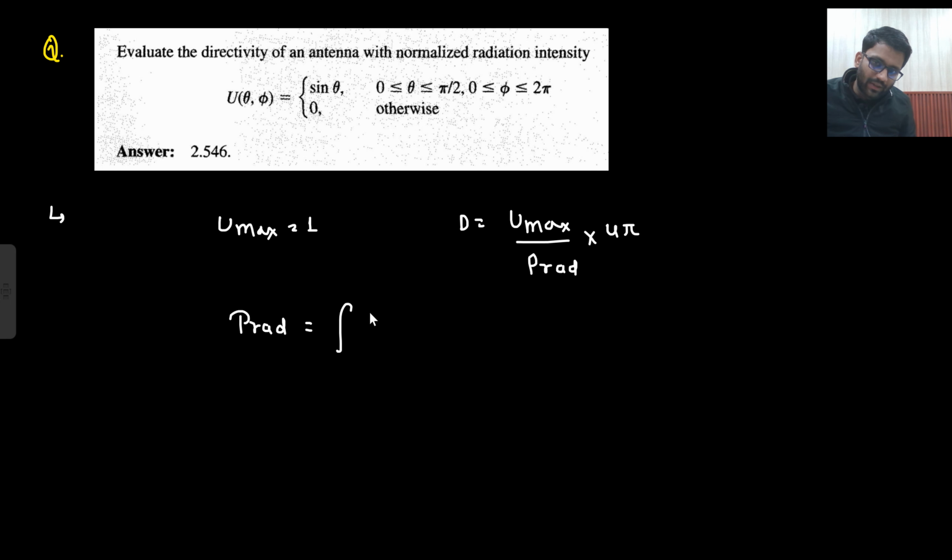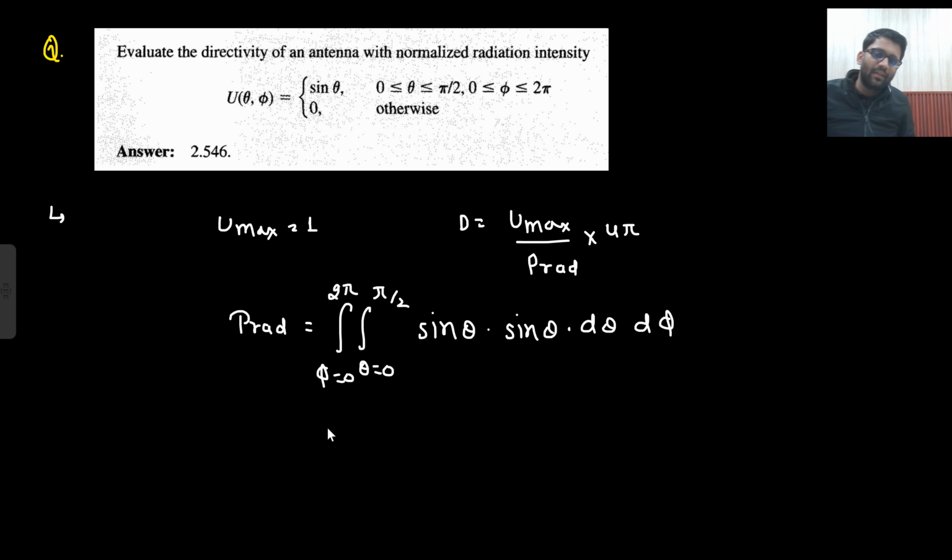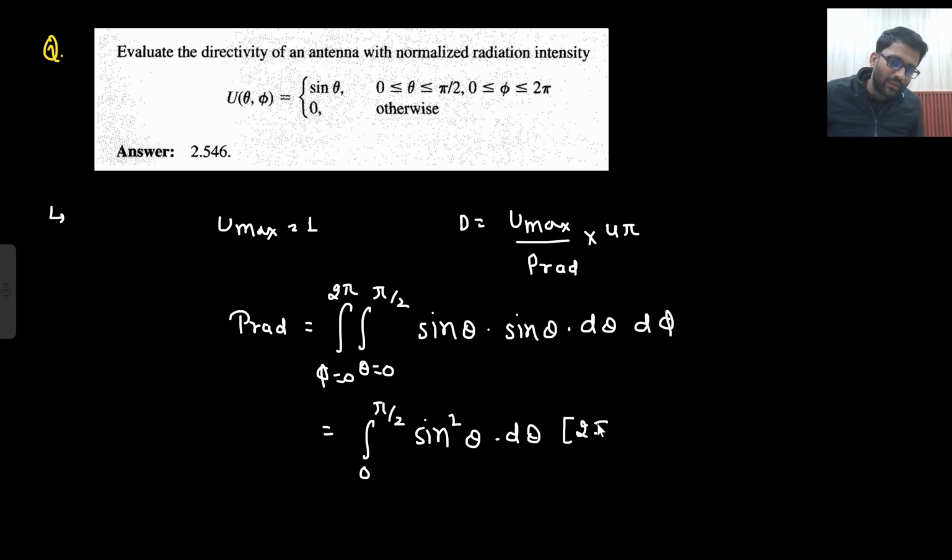What I need to do is integrate theta from 0 to pi by 2 and phi from 0 to 2 pi. Then sin theta into sin theta d theta d phi, right? So sin square theta, taking the limit from 0 to pi by 2, sin square theta d theta, and then 0 to 2 pi d phi, because there is no function of phi. That will be 2 pi only.